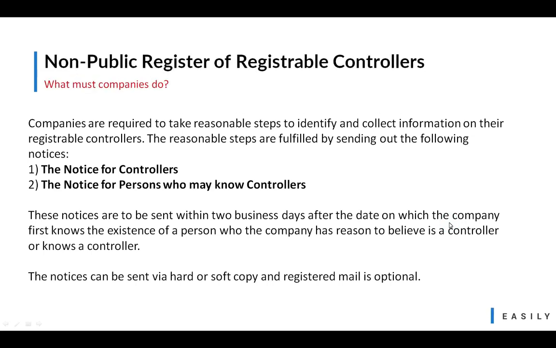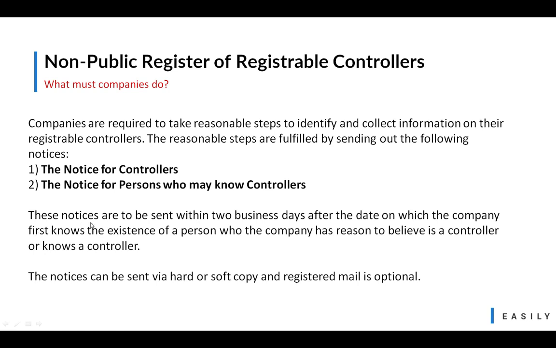Now, what must companies do? Companies are required to take reasonable steps to identify and collect information on their registrable controllers. The reasonable steps are fulfilled by sending out the following notices. You can either send out the notice for controllers or the notice for persons who may know controllers. But for us in Easily Corp, we actually send out both. We send out through a digital form, and if you would have received it, you would just fill up the digital form, and then we will receive that the notice has been filled.